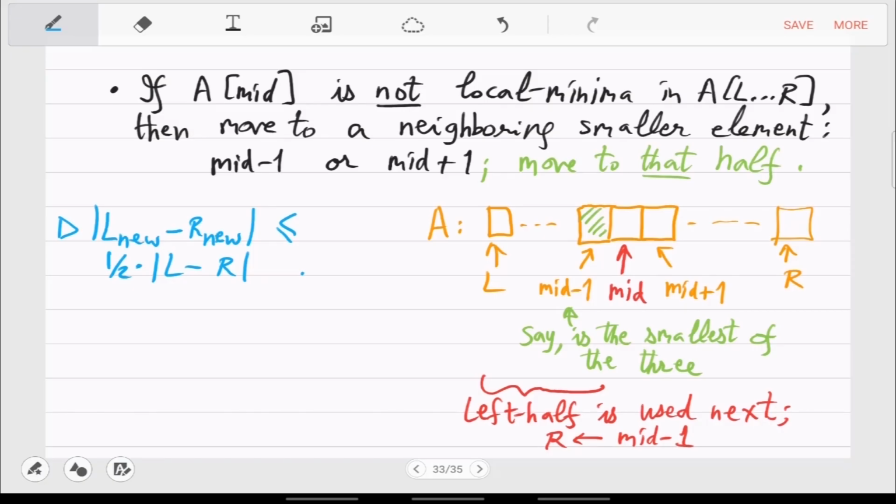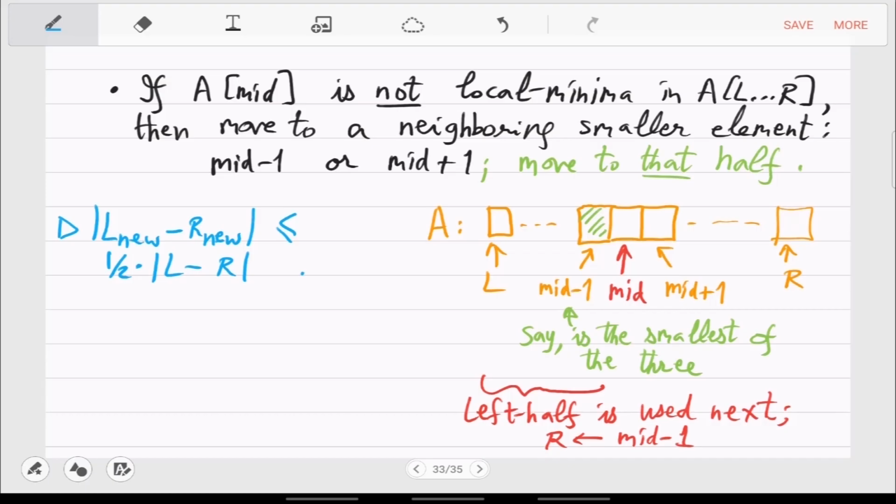Okay, so this is what binary search does. It reduces the size of the array by half. That is not the problem here. The problem is, why is this correct? Why does it give a local minima? That is what we try to show. That is what is left to show.